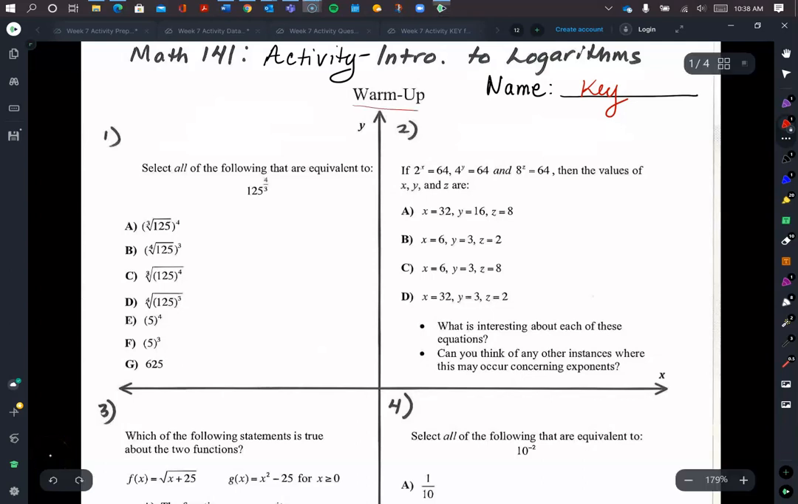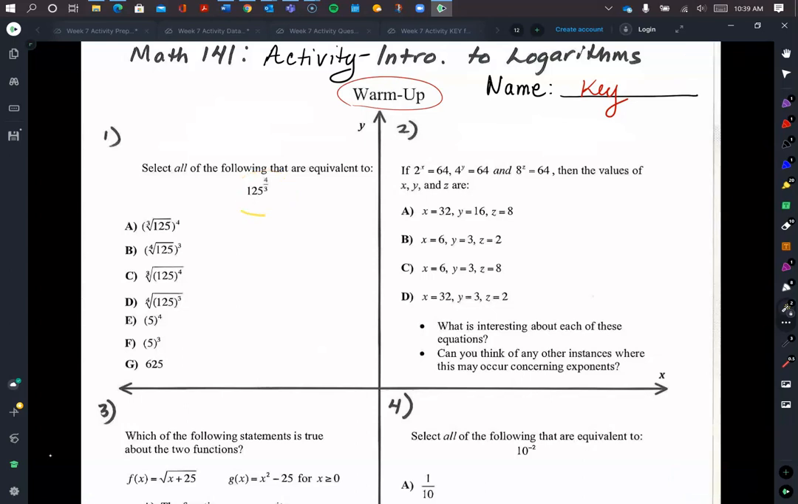Okay, so for the warm-up, we are looking at number 1 here. Select all of the following that are equivalent to, it's a little hard to see maybe, but this is 125 to the 4/3 power. So you're just going to go through and choose from these letters. You would want to probably work it out. You can do some scratch work over here and see how that goes.